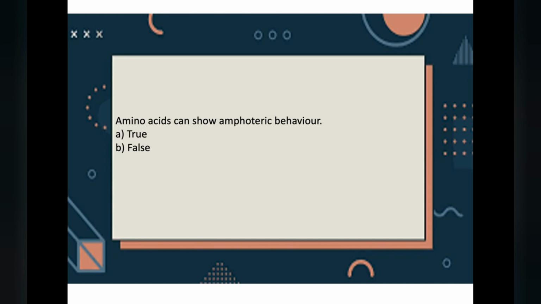Now the next one, you have to say whether this is true or false. We already learned about amino acids and their amphoteric behavior in detail in our unit. So the question is: amino acids can show amphoteric behavior, true or false.